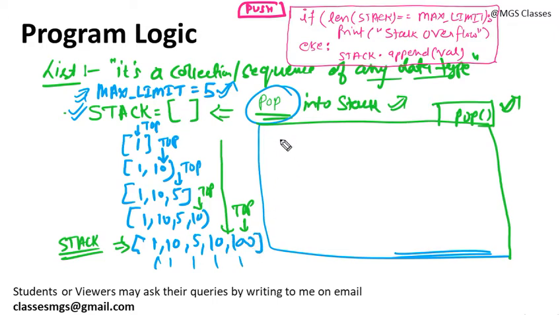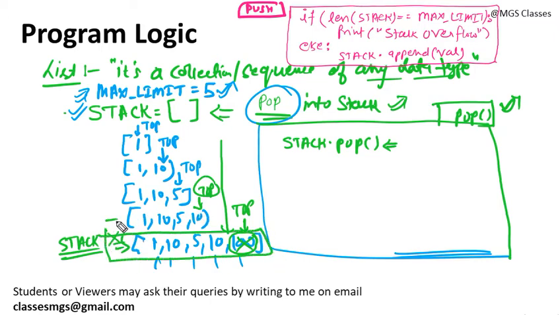So what we are going to do is stack dot pop. If you do stack dot pop, then it will remove the last element of the list. The last element of the list is 100, so this 100 will be deleted. Our list will become like this, and our top will point here. So if you call the pop method one time, this stack will become like this.